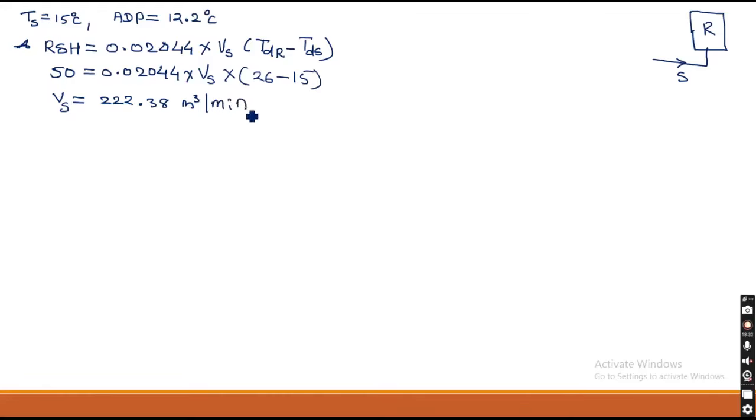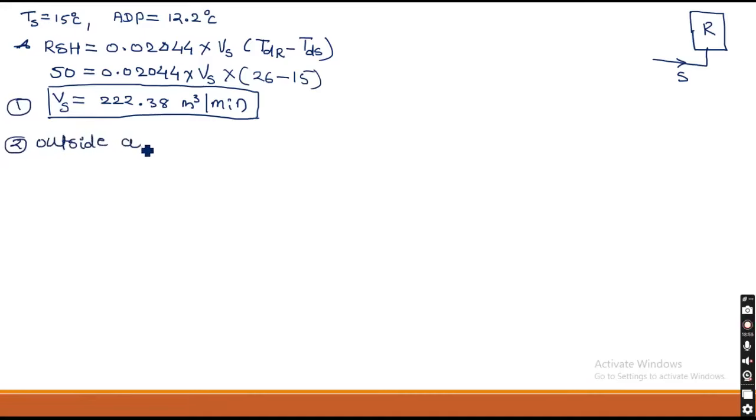This is the value that we can find out from this calculation. So the very first point that we calculated right now is the volume flow rate of the supply air, right? So next we have to find out the outside air sensible heat.